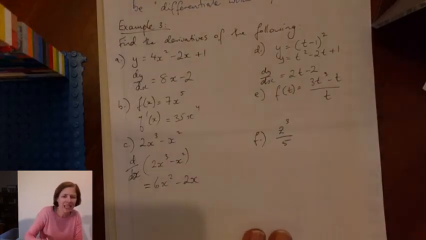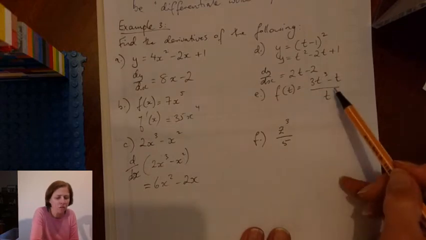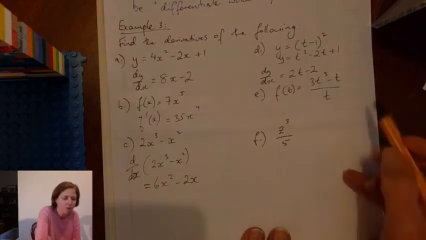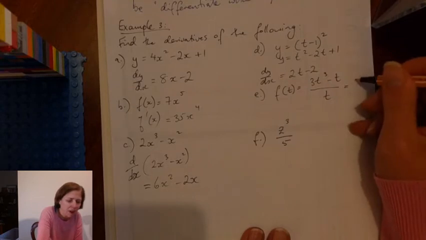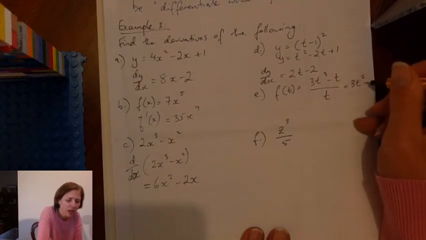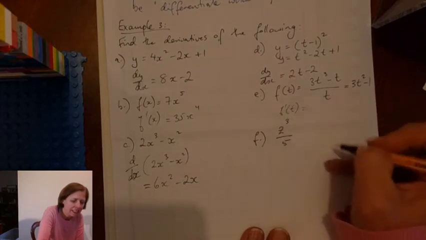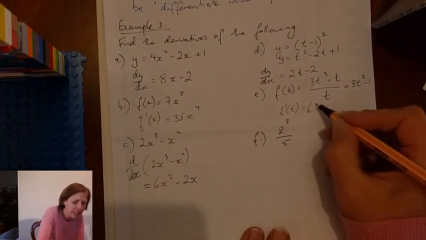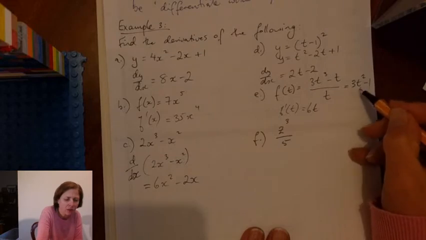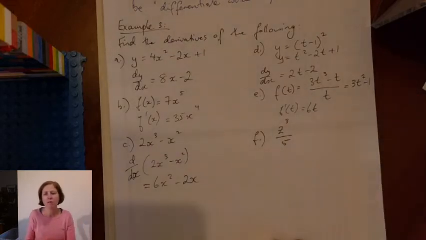In the second example, I can see that I have a common factor of t, so I need to simplify before I can derive. If I simplify that, I'm going to get 3t squared minus 1. So f dash of t is going to be 6t, because I multiply the 3 times the 2 and I subtract 1 from the power. The minus 1 is going to give me a derivative of 0.